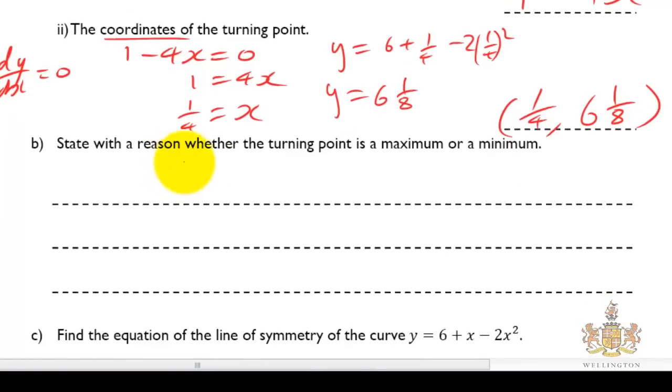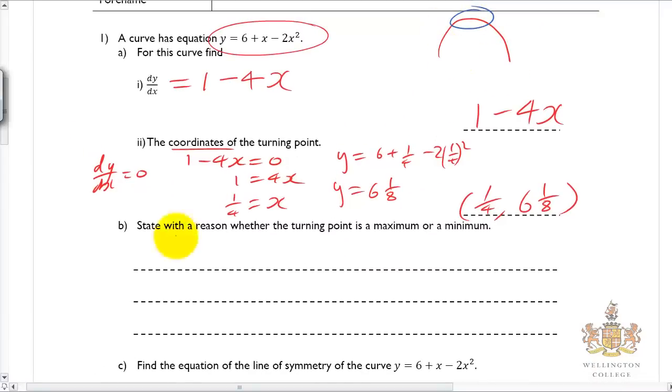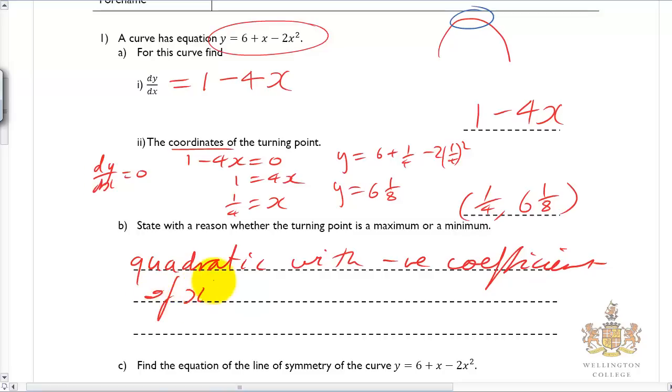State with a reason whether or not the turning point is a maximum or a minimum. Well, I just stated a reason here. It's a negative x squared in a quadratic. So we have a quadratic with a negative coefficient of x squared. Therefore we have an N-shape graph. Now if it's an N-shape, that means the turning point occurs at the top, so therefore it's a max.